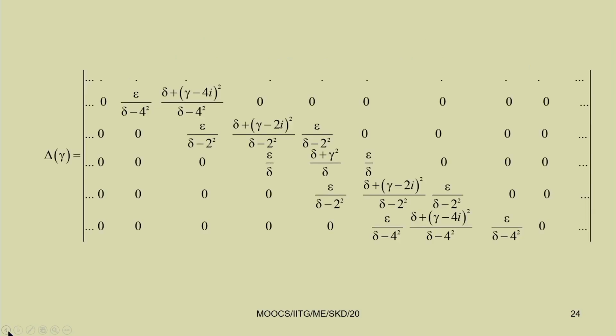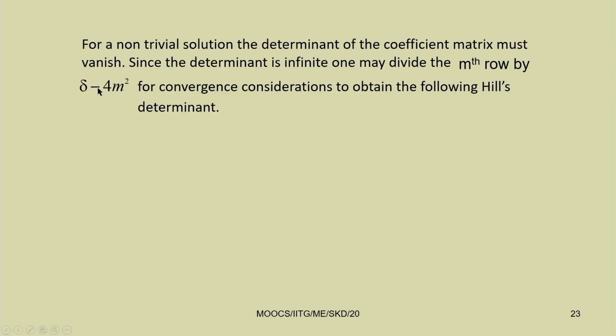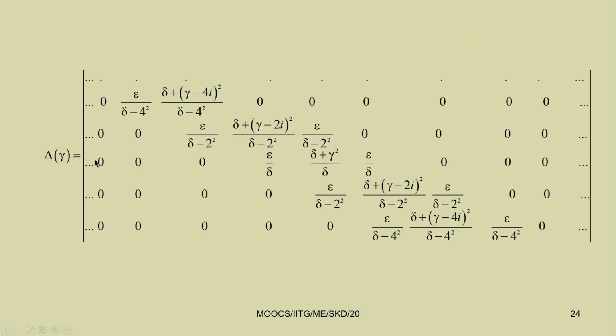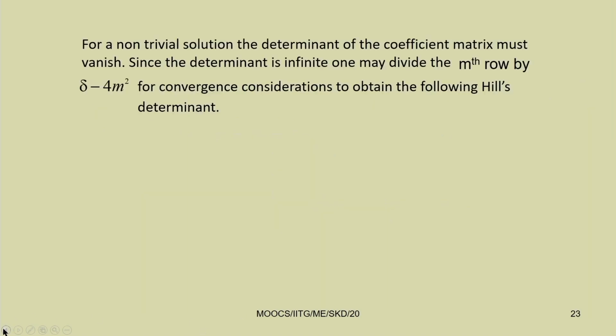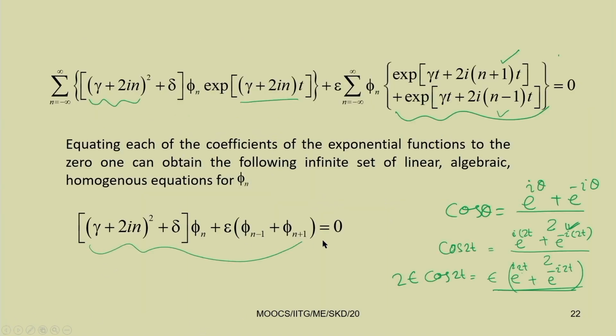So, we can get this Hill's determinant actually by dividing by delta minus 4 m square. By taking, for example, m equal to 1, this is delta minus 4. So, this becomes epsilon by delta minus 4 square. Then delta plus (gamma minus 4i) whole square by delta minus 4 square. Other terms will be 0. Similarly, we can get all these equations from the original equation which we have derived here.